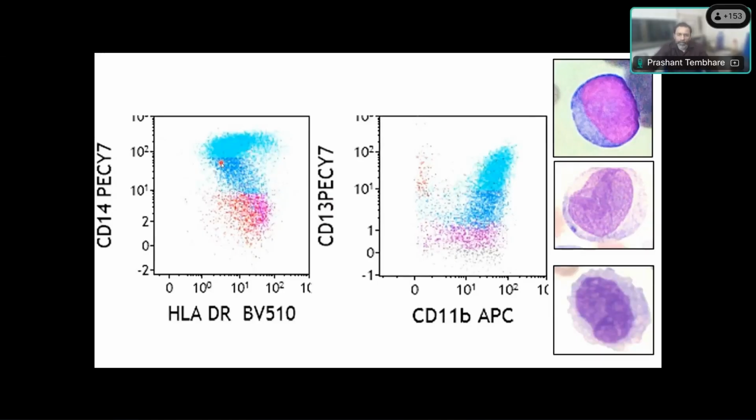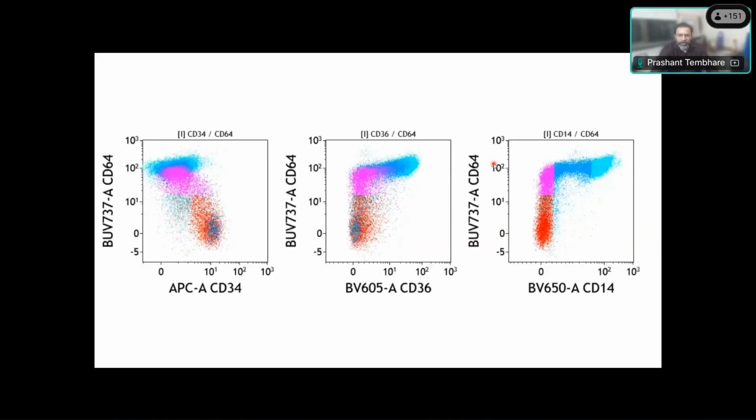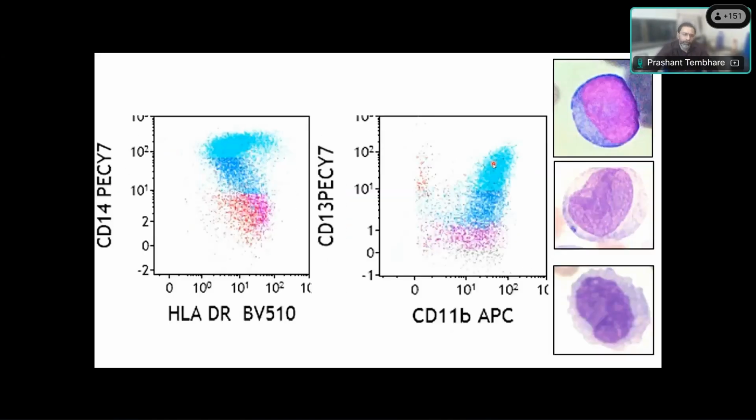Next stage is the mature monocyte, where you have strong expression of 14, strong expression of 13, and strong expression of 11B, and the typical antigen expression of the HLA-DR. You can see the DR, which was positive, then it becomes a little dimmer, and again it becomes positive. So this typical S pattern is there with HLA-DR and 14, and with 11B and 13, a typical U pattern comes. So these are the maturation patterns of 14, DR, and 13 and 11.